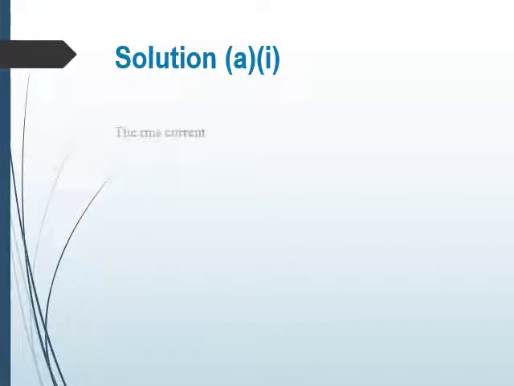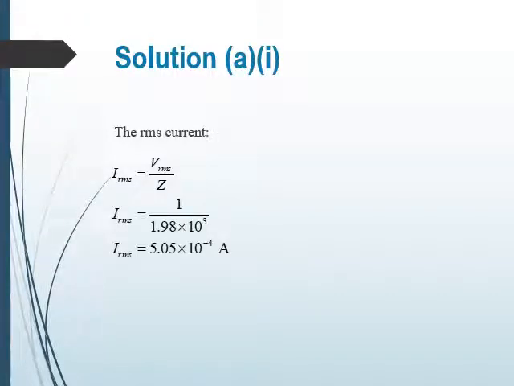Now that we have Z, let's calculate the RMS current. So IRMS equals VRMS over Z. Substitute the values into the equation and IRMS is equal to 5.05 times 10 to the power of negative 4 ampere.